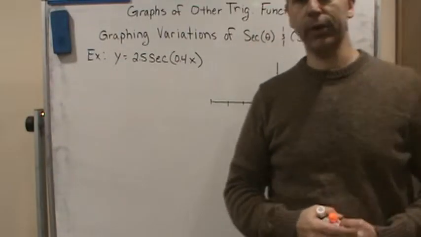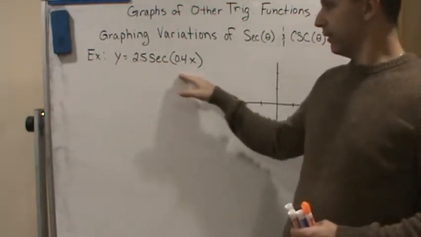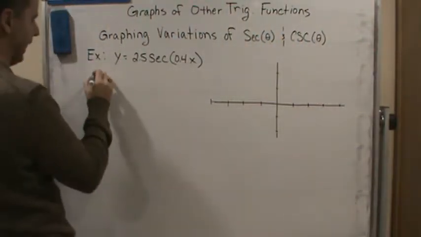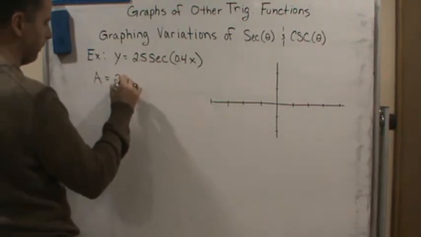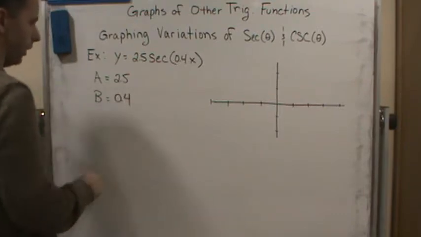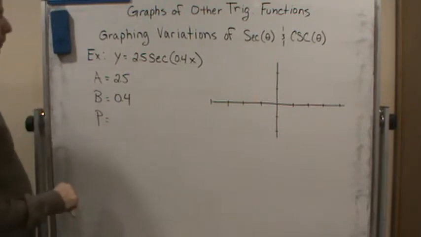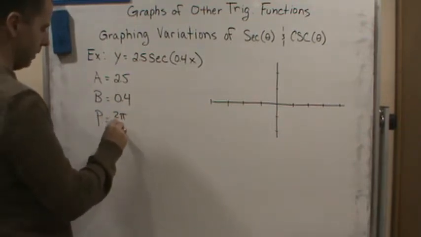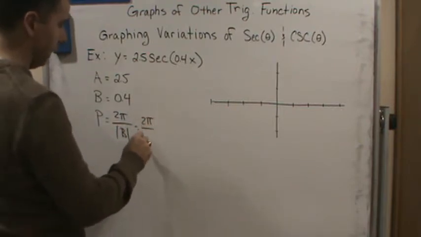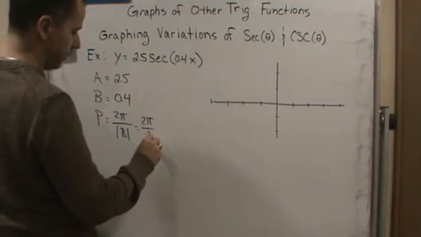Okay, so welcome back, and now we're going to do an example of graphing a secant function. Notice that it's already in the basic form, so we know what a and b are right away. We can see that a is equal to 2.5 and b is equal to 0.4. Since we're dealing with secant, the period is given by 2 pi over the absolute value of b, which equals 2 pi over, well, what is this? This is 4/10, or 2/5.